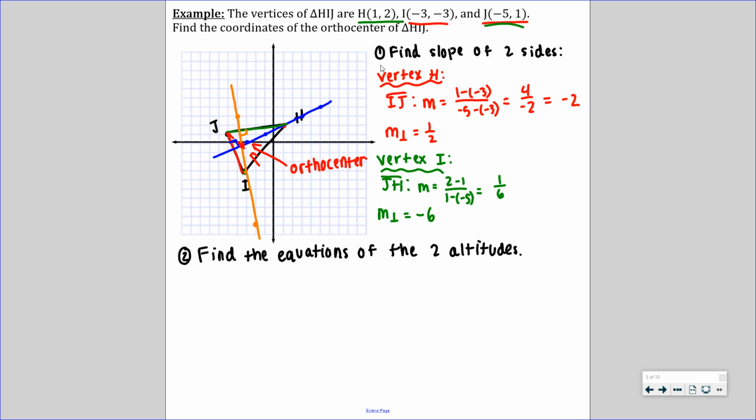Okay, I'm going to start with the blue one since I started with vertex H. So what I know about the altitude using vertex H is I know it passes through H, which is the ordered pair (1, 2), and I know the slope. Look at this. I know the slope, we drew that in, is 1/2.